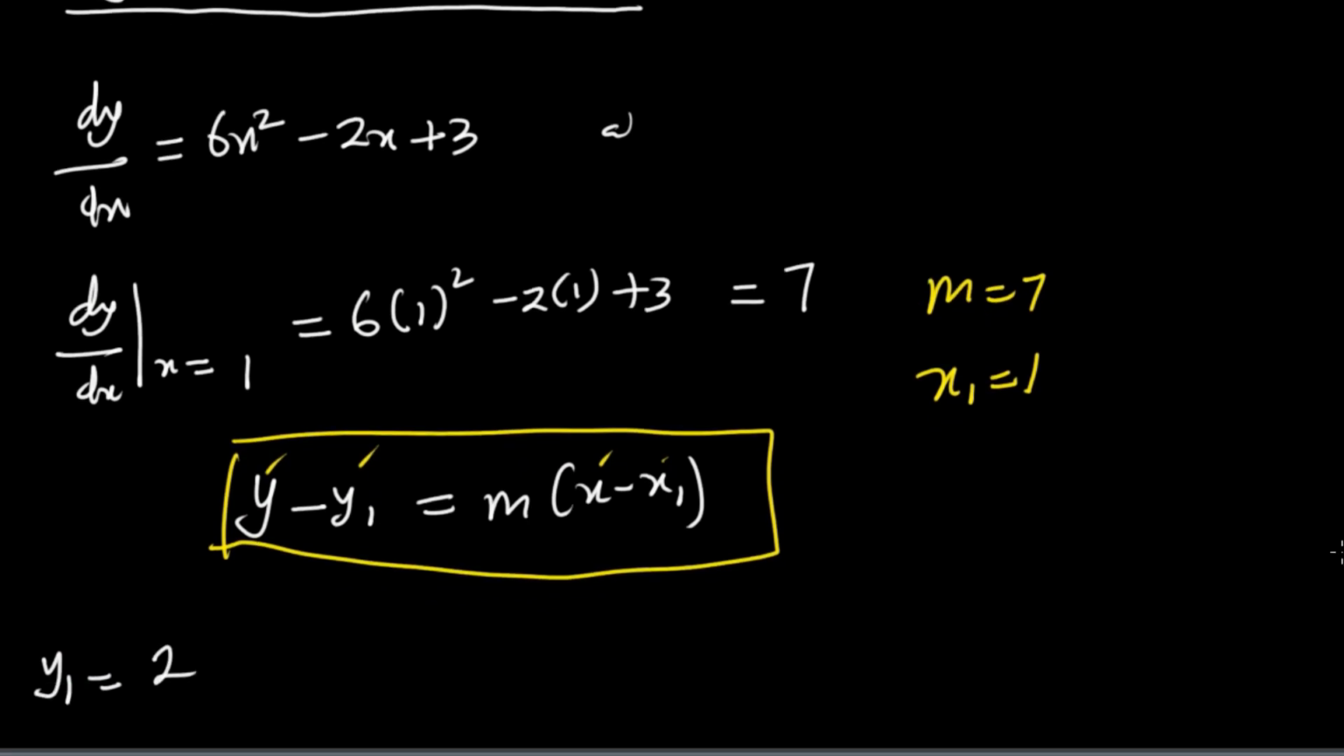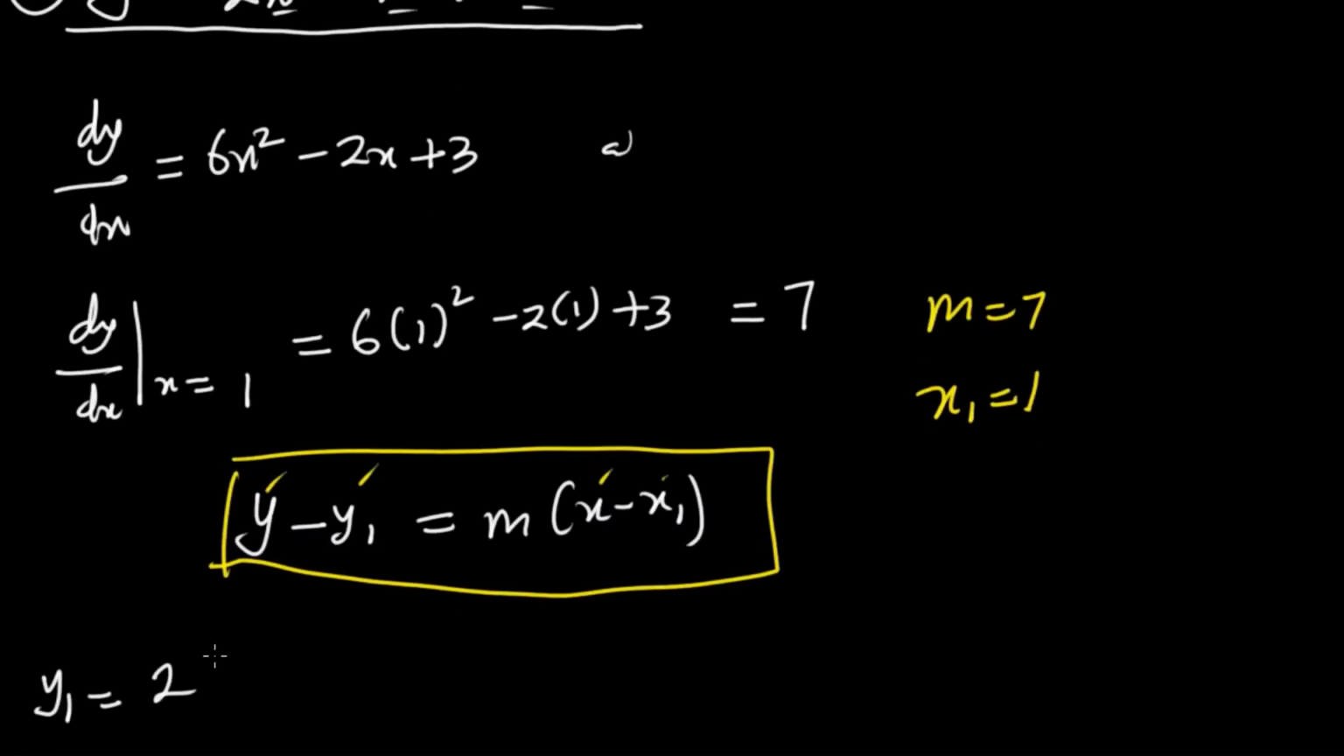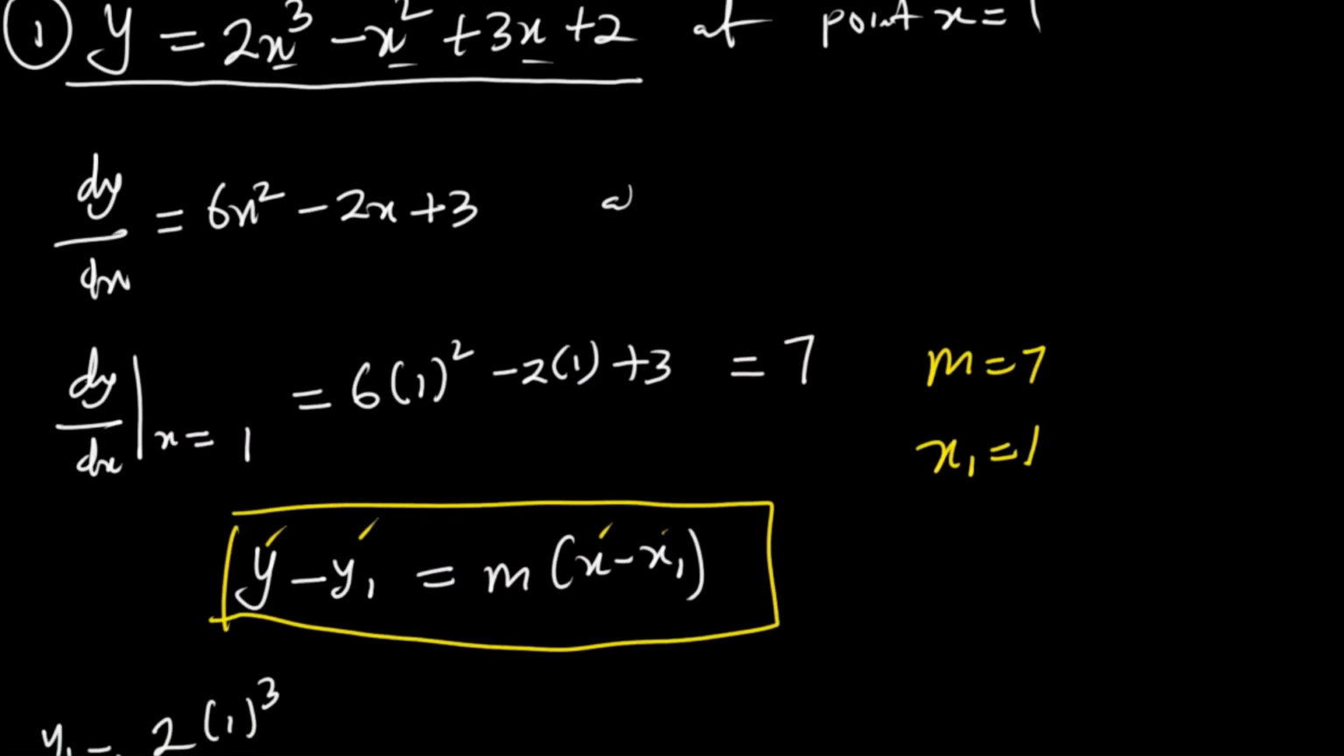Two, 1 cubed minus 1 squared plus 3 times 1 plus 2, and this I have the answer to be equal to 6. So I now have my y1 to be equal to 6. So I have x1 and also y1.